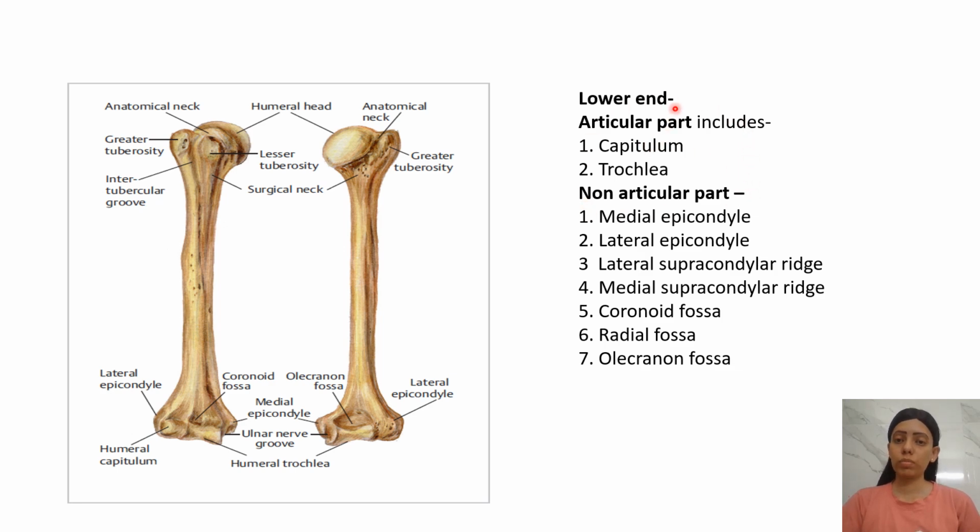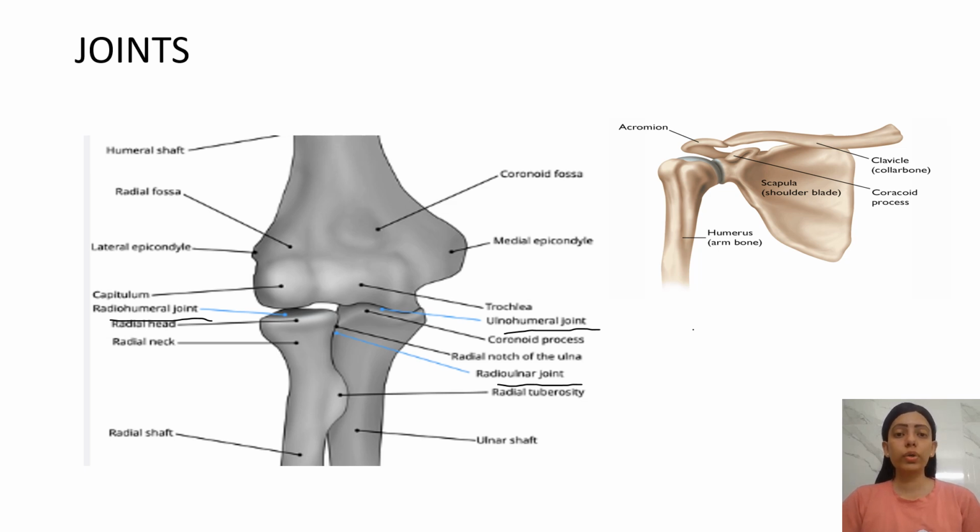So we have seen about the lower end, articular part, capitulum, trochlea, coronoid fossa, radial fossa, olecranon fossa. Then this is medial epicondyle, lateral epicondyle, lateral supracondylar ridge, medial supracondylar ridge. Then the joints related to humerus bone are shoulder joint, radiohumeral joint, and ulnohumeral joint. And one another joint is the radioulnar joint.